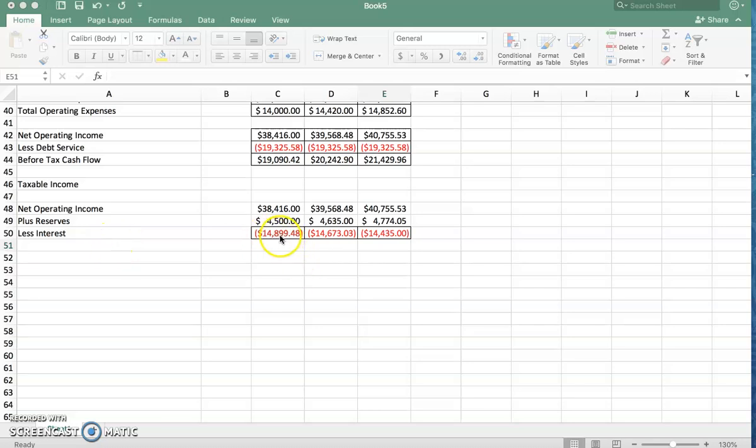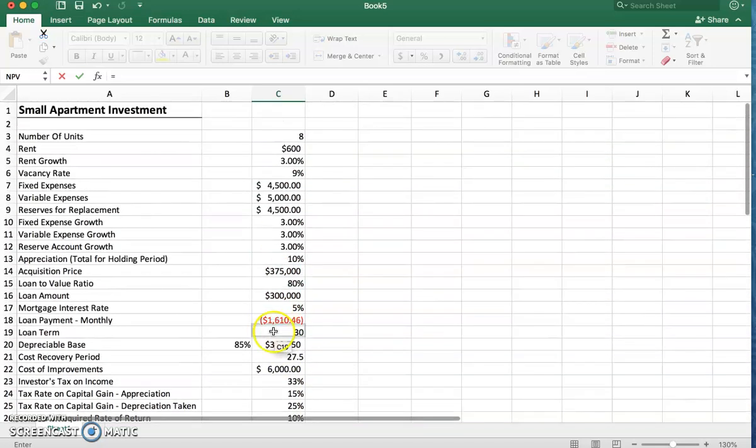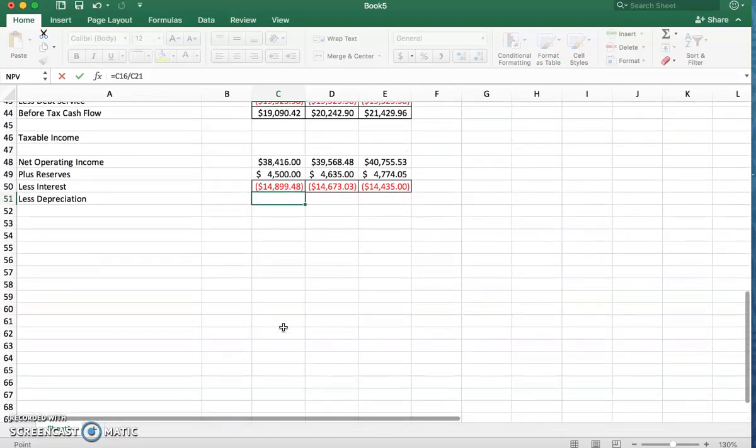Alright, so now we have all of our interests for the next 3 years. We want to look at the depreciation. This is something else we have to account for, so we'll say less depreciation. Okay, and for this, what we're going to have to do is take the loan amount divided by the recovery period. So those are both given values as well. The loan amount was $300,000 divided by this cost recovery period of 27.5.